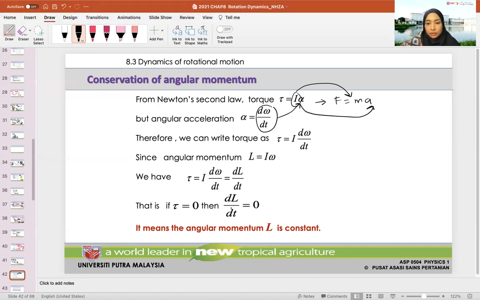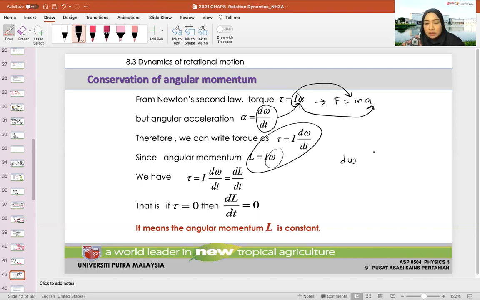Okay, so when you have torque equals I d omega dt, and you know that angular momentum is L equals I omega, you kind of want to relate these two together. So we have d omega dt here and we have omega here. How do we make this become d omega dt so that we can relate it to torque? Of course, we just use math here.